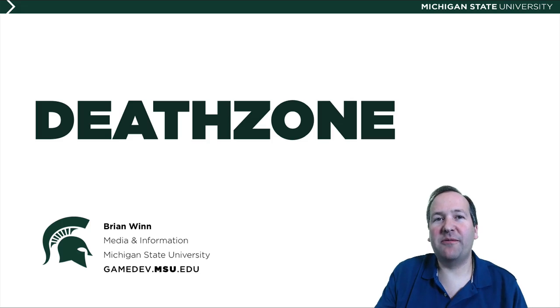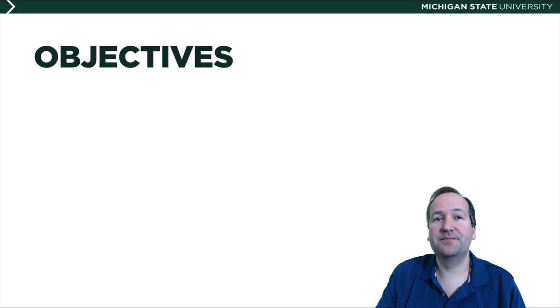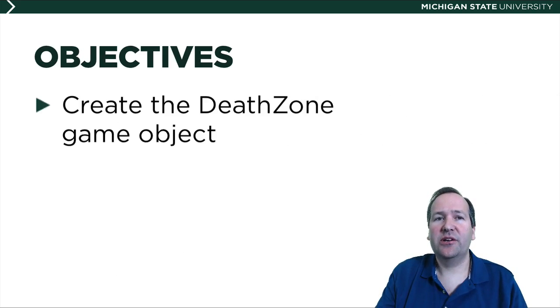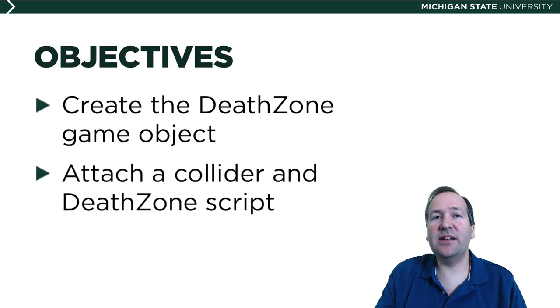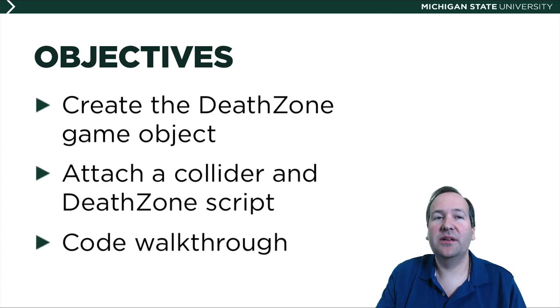When Sparty falls off a platform, he falls forever currently, which is obviously not good level design. In this lecture, we'll add a death zone that kills the player if they fall below the level. Our objectives will be to create the death zone game object, attach a collider and the death zone script, and do a code walkthrough of the death zone script.